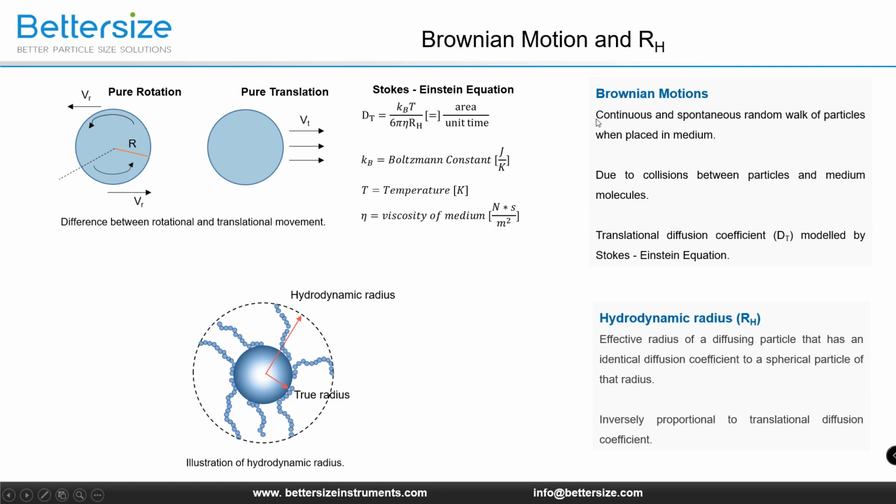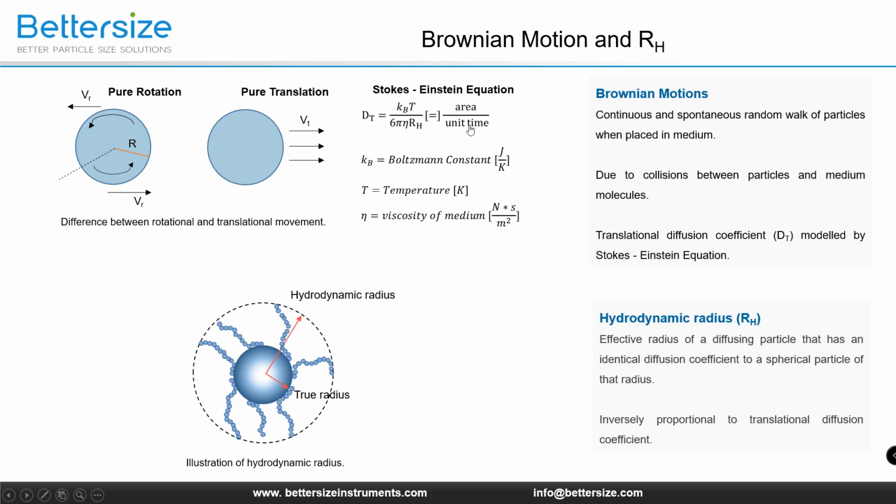As we mentioned previously, the fluctuations in scattered light intensity are due to Brownian motion of the particles. Brownian motion refers to the particle's continuous and spontaneous random walk when placed in the medium, resulting from the collisions between the particles and the medium molecules. To quantify the speed of Brownian motion, the translational diffusion coefficient is modeled by the Stokes-Einstein equation. Notice here the diffusion coefficient is specified by the word translational, indicating that only the translational but not the rotational movement of the particle is taken into account.